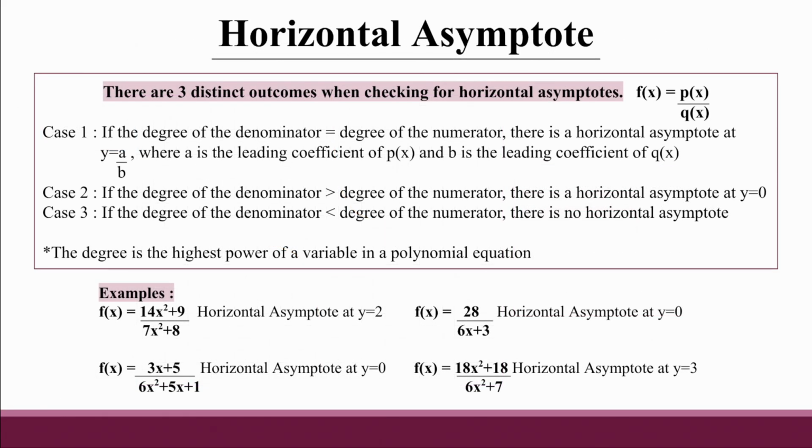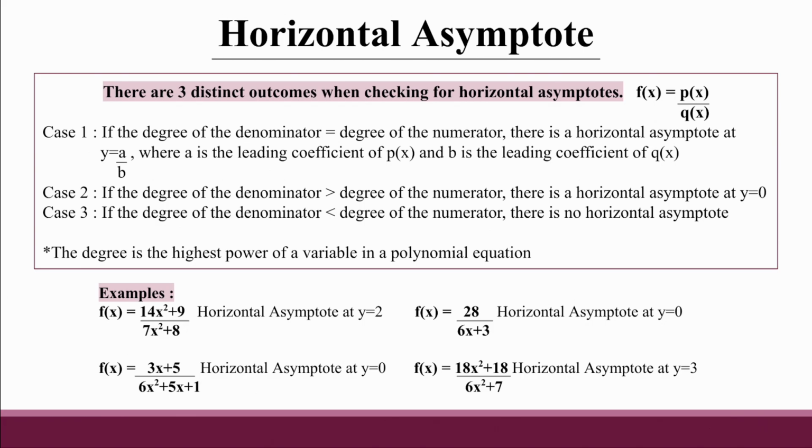So now let's take a look at horizontal asymptotes. There are three distinct outcomes when checking for these asymptotes. Case 1 is, if the degree of the denominator equals the degree of the numerator, there is a horizontal asymptote at y equals a over b. A is the leading coefficient of p of x, and b is the leading coefficient of q of x.